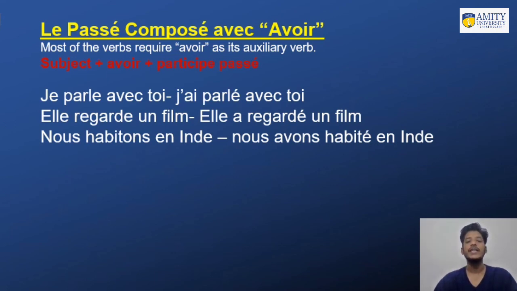Next, nous habitons en Inde. We live in India. So what is the subject? We. Verb, live in India. Subject nous. Then avoir verb, nous avons. Then participe passé of live, habiter. So habiter, the er is removed, and we add é. Nous avons habité en Inde. Nous avons habité en Inde.